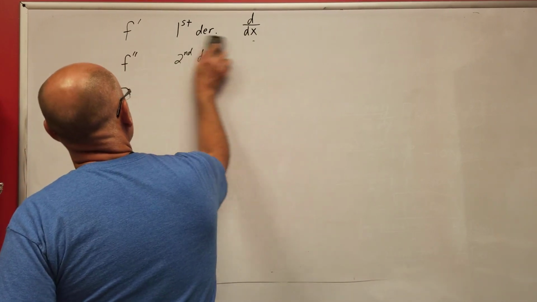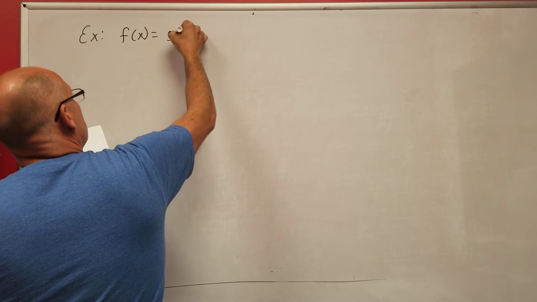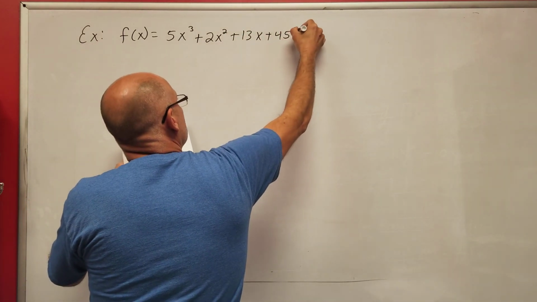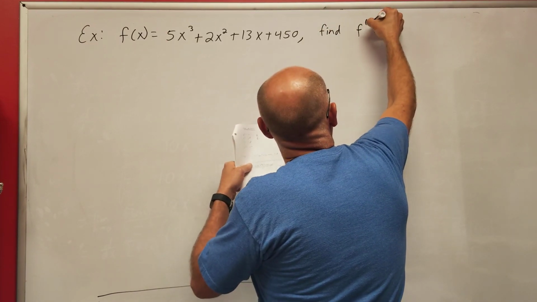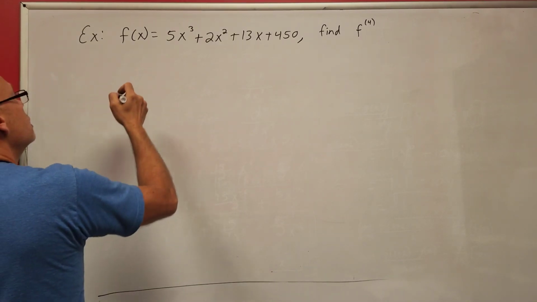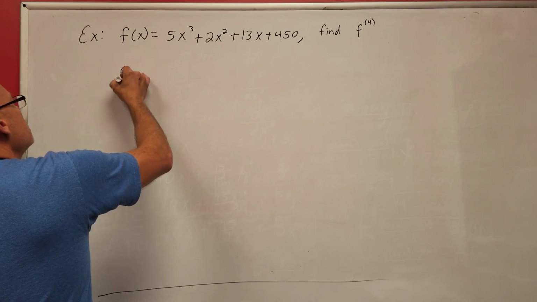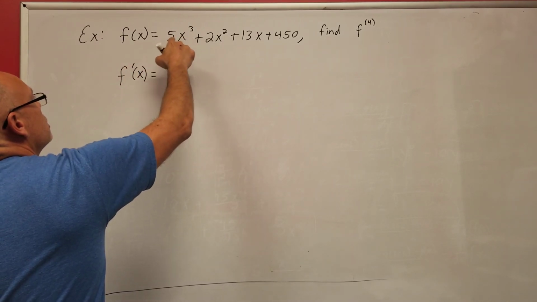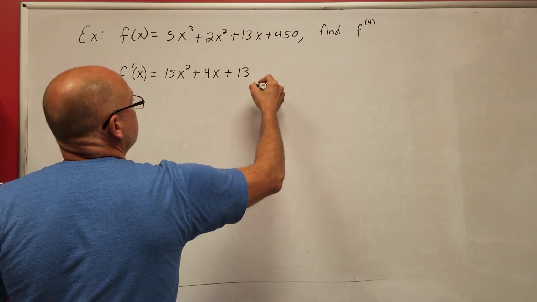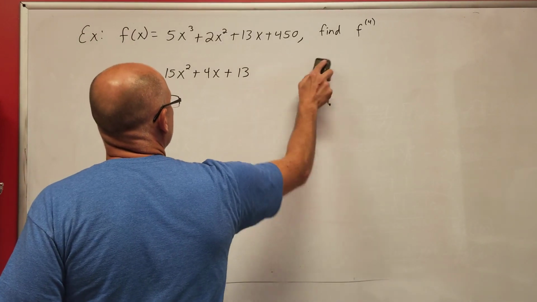So that's just notation there. Let's put it into practice. Your example says if f of x is equal to 5x cubed plus 2x squared plus 13x plus 450, find this. So that notation says find the fourth derivative of f. To find a fourth derivative, I've got to start out with the first derivative, the second derivative, the third derivative, then I can find the fourth derivative. So let's find our first derivative, f prime of x. 3 times 5 is 15x squared. How about this one? 4x plus 13 plus, well, that's just 0 if I take the derivative of it, right? Because it's a constant. So really, I don't have to write the plus 0.